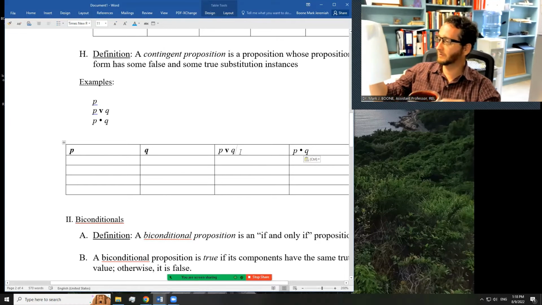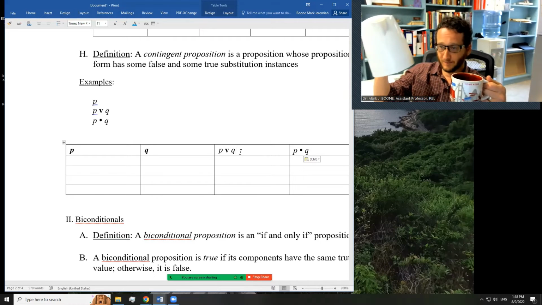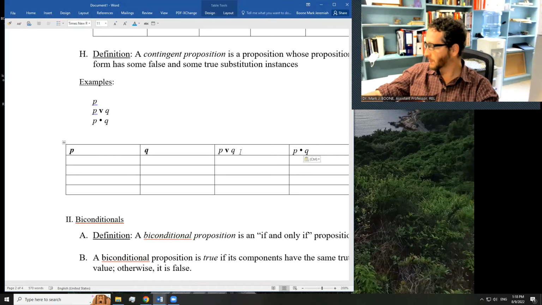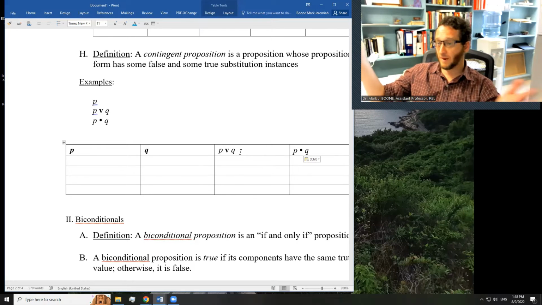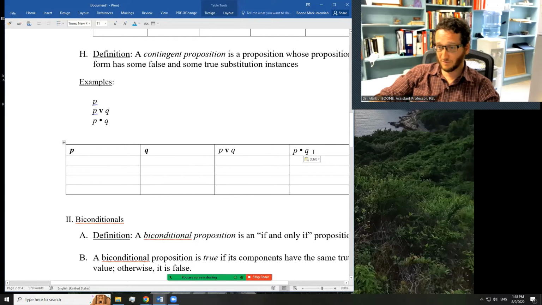Either the teacup is hot or the electric kettle is hot. The teacup is hot and the electric kettle is hot. Those are both true right now. But here's some other propositions with the same pattern. Either Mark is in London or Mark is in Harare, Zimbabwe. Mark is in London and Mark is in Harare, Zimbabwe. Well, neither of those things is true, so those are both false.